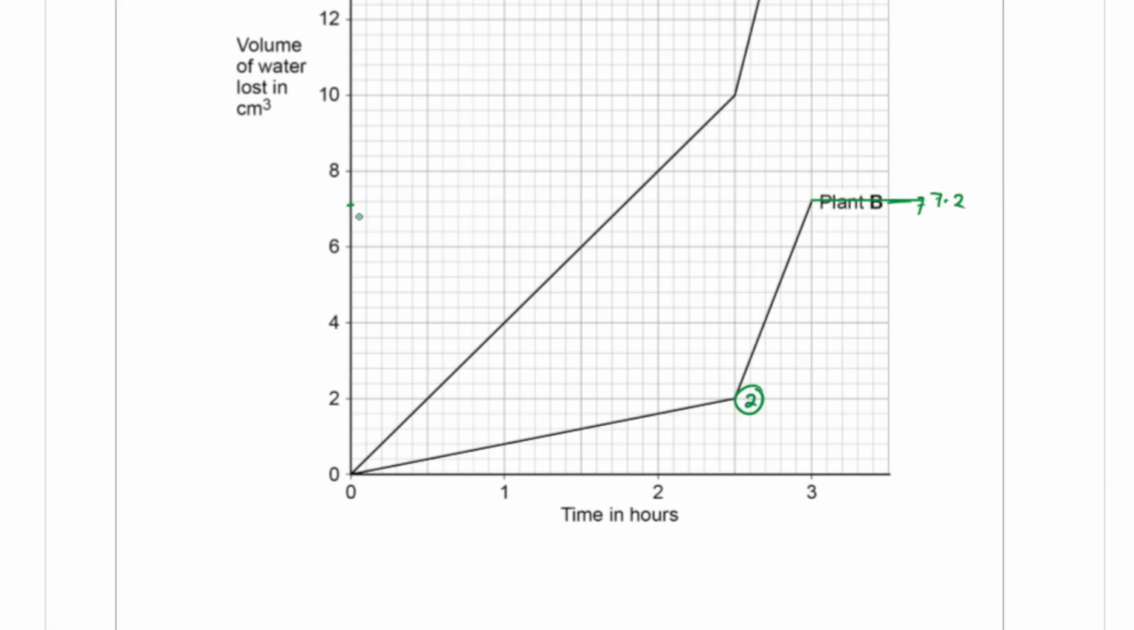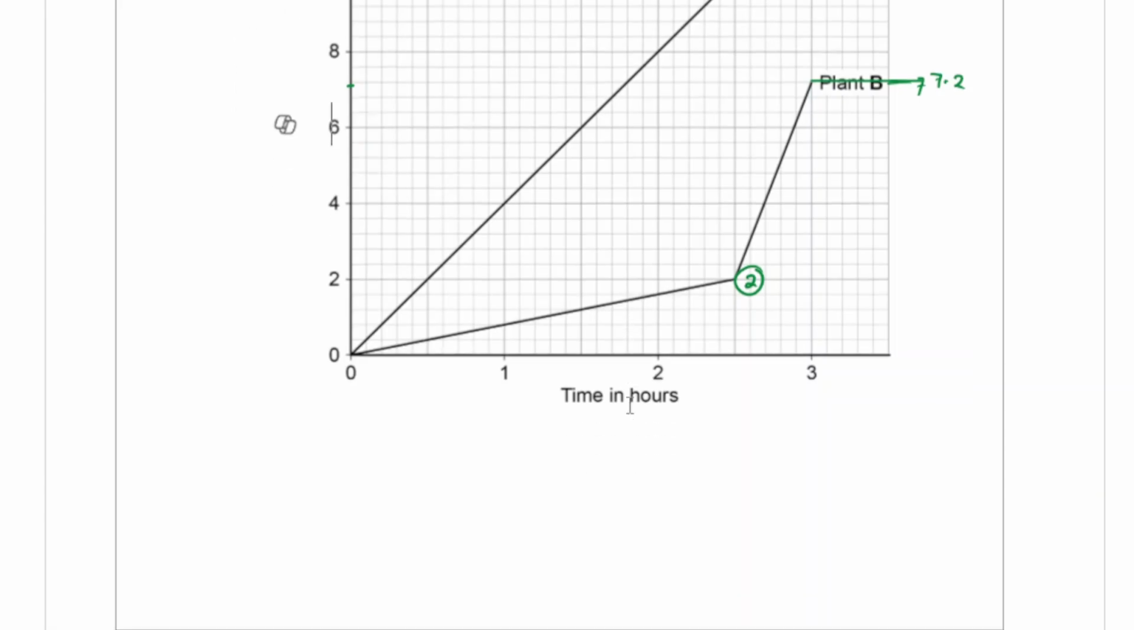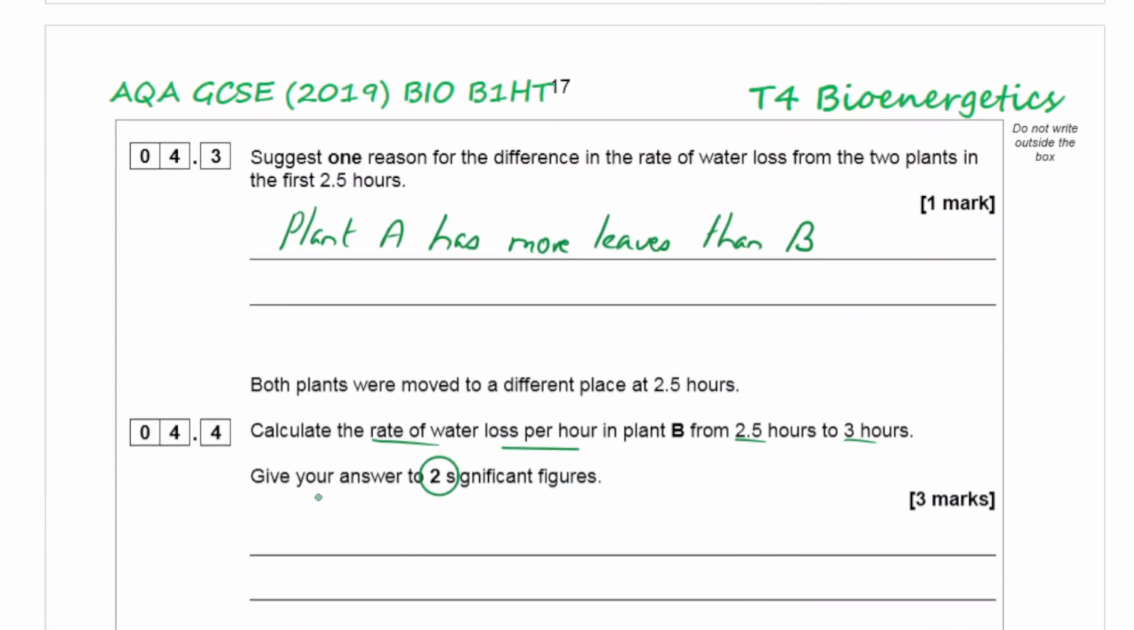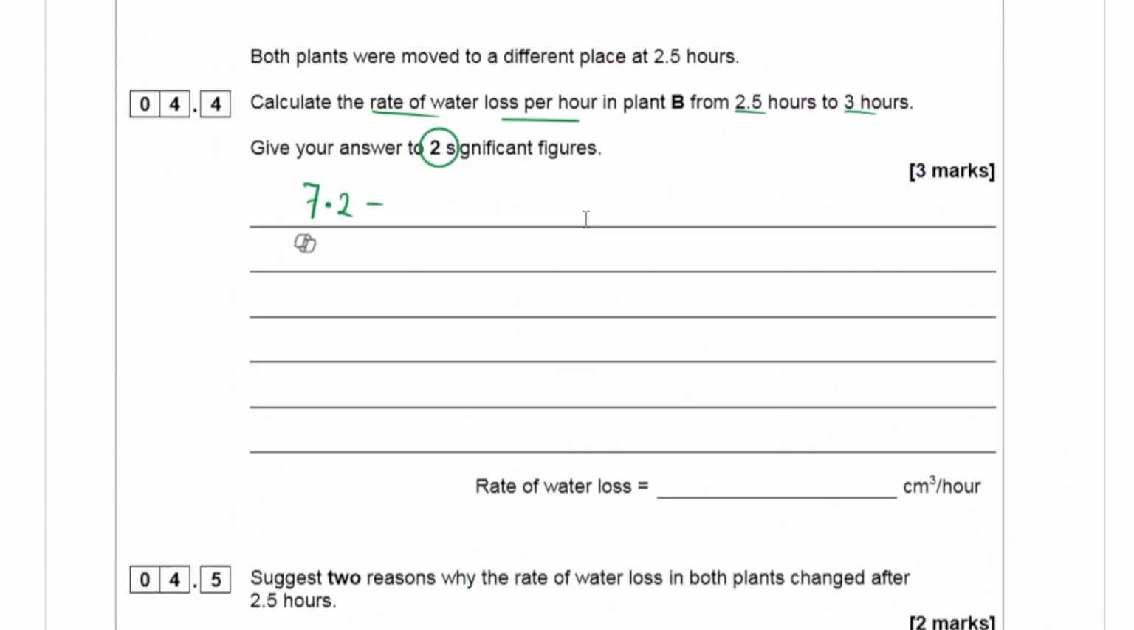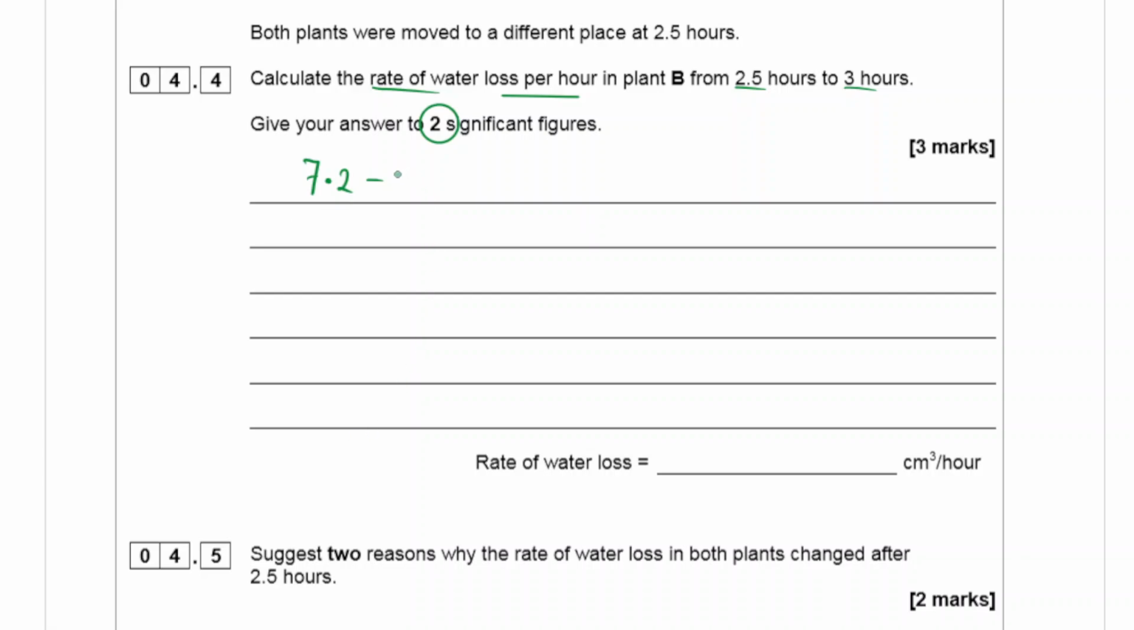If that is 7.2, yeah. So 7.2 minus 2 is 5.2, divided by 0.5 because it's half an hour. So that should give me 10.4. 10.4.